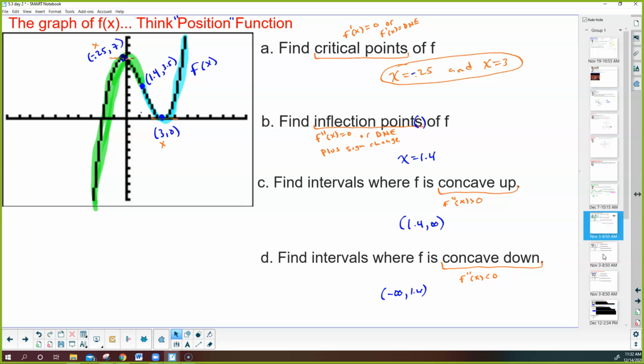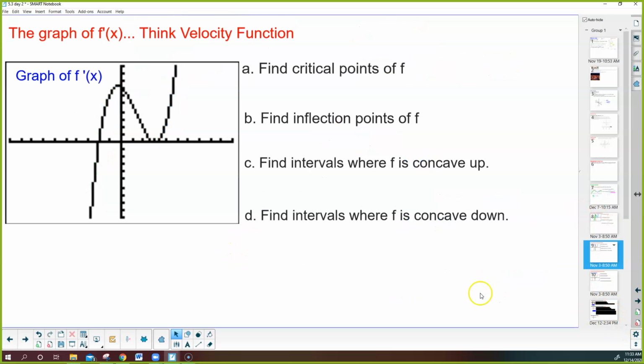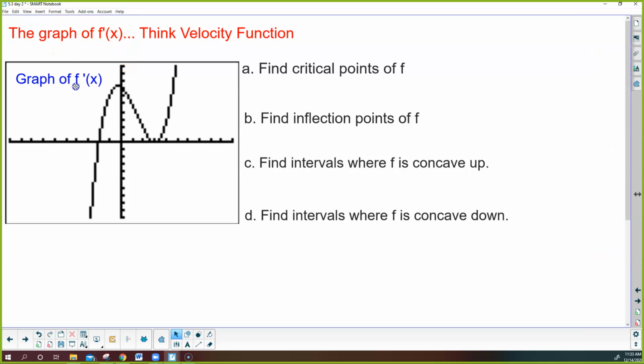Okay. So I'm going to change one thing about this problem. We're actually going to look at the exact same graph, but instead of calling it the graph of f, we're going to call it the graph of f prime. So notice, now I just relabeled the graph. It's still the exact same thing. And don't get confused by that.